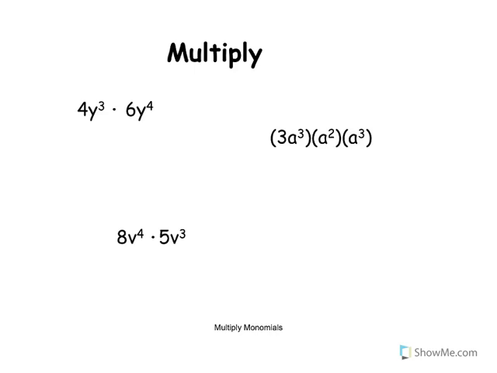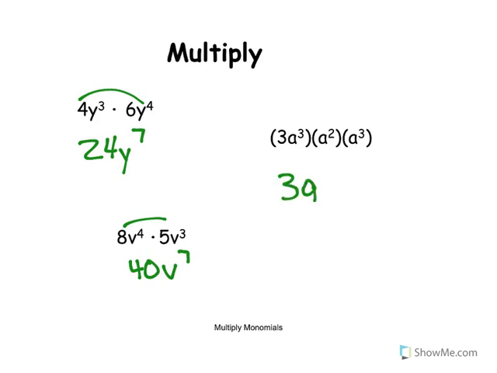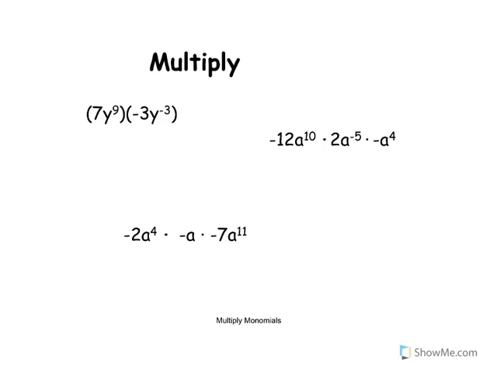All right, so here, pretty simple, right? Multiply the coefficients. 4 times 6 is 24. Add the powers of y. 3 plus 4 is 7. Multiply the coefficients. 8 times 5 is 40. Add the powers of v to the 7th. Multiply the coefficients. 3 times 1 times 1 is 3. Add the powers of a. 3 plus 2 plus 3 is 8.